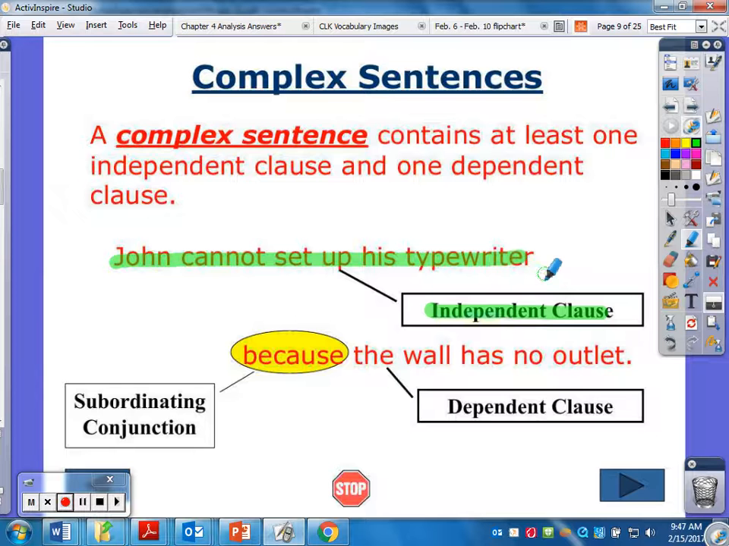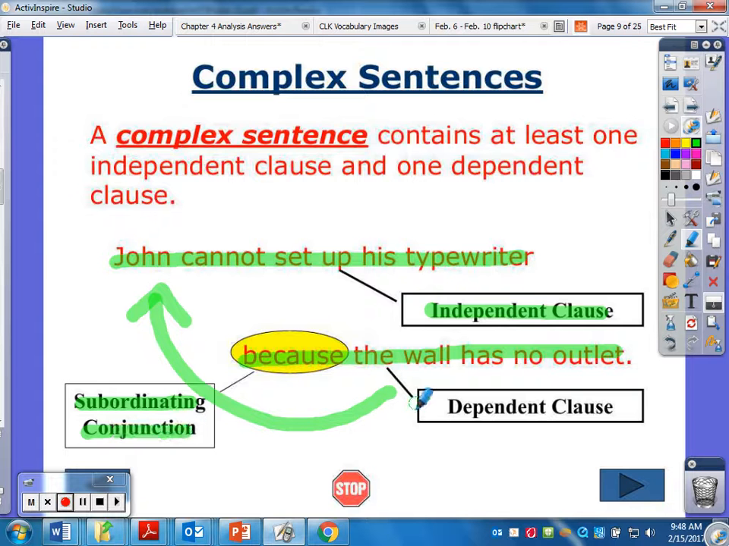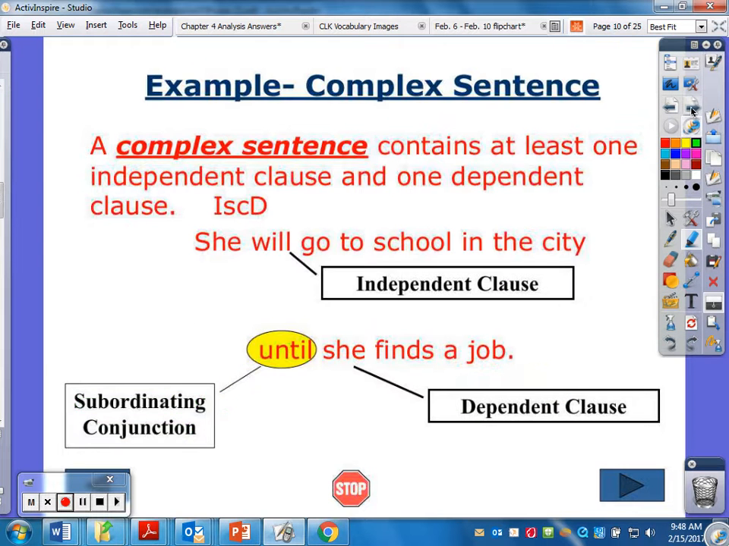It makes sense. Our dependent clause, because the wall has no outlet, depends on our independent clause in order to make sense. Notice that the word because is circled because it is our subordinating conjunction. It is making the clause dependent. When you add an independent clause plus a dependent clause, you have a complex sentence. A complex sentence contains one independent clause and one dependent clause.